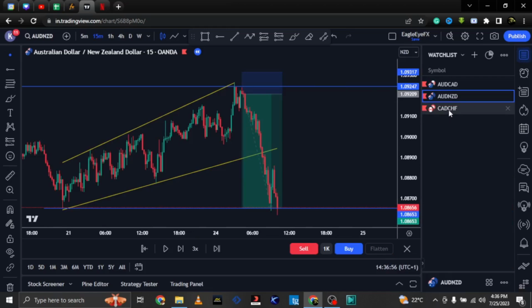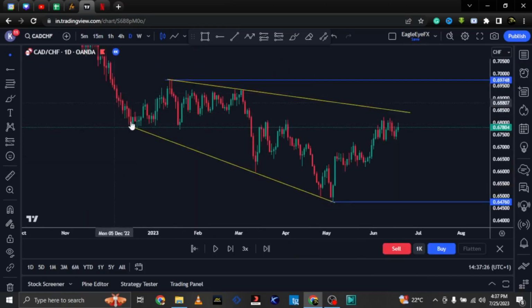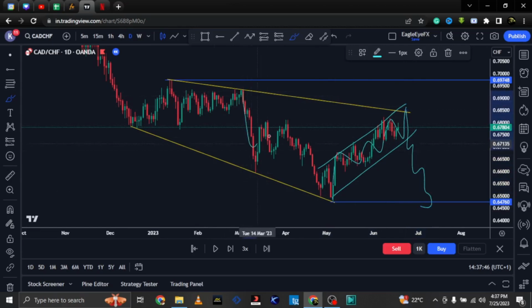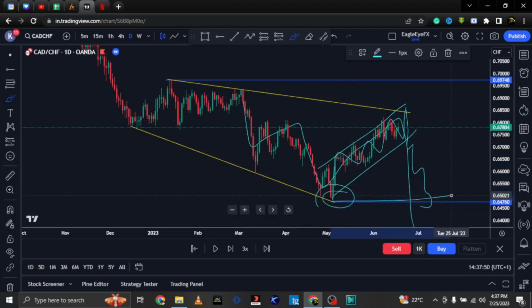So we're going to look at CAD CHF. All right, so this is CAD CHF. Already you can see it's given us a structure over here. So we have this sort of descending channel, and then also we have a bullish momentum over here. Of course, immediately from this we are expecting a what? An impulse move correction. So we want to look for an impulse move all the way to this level over here.